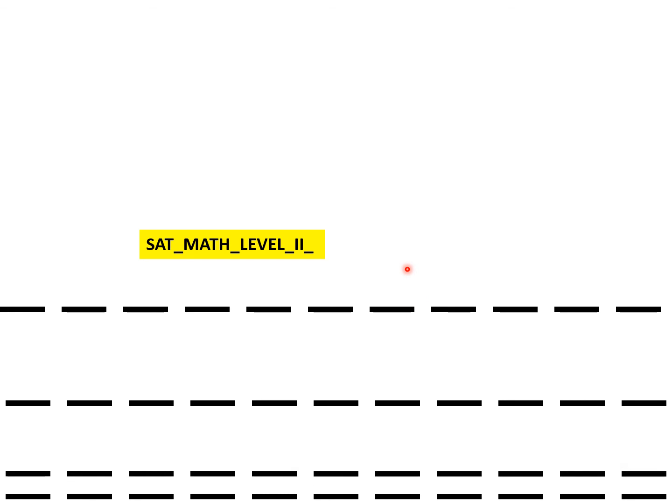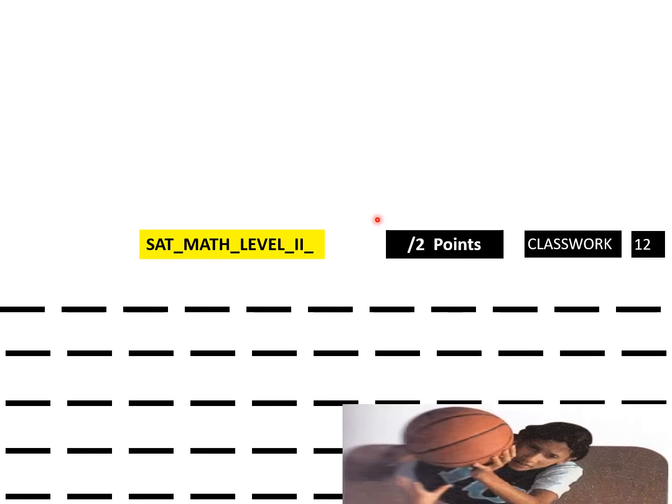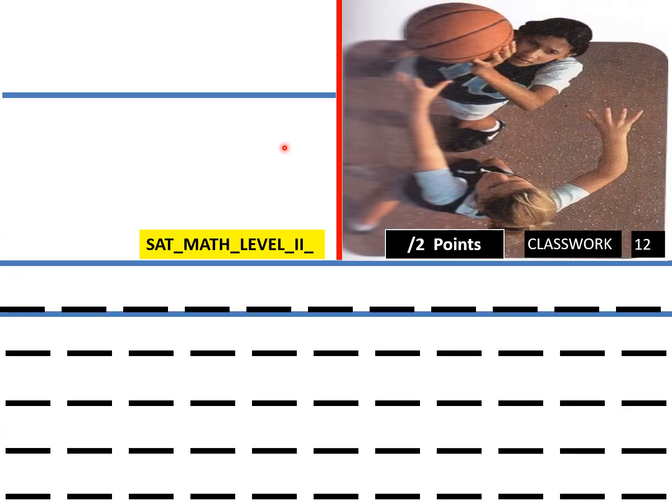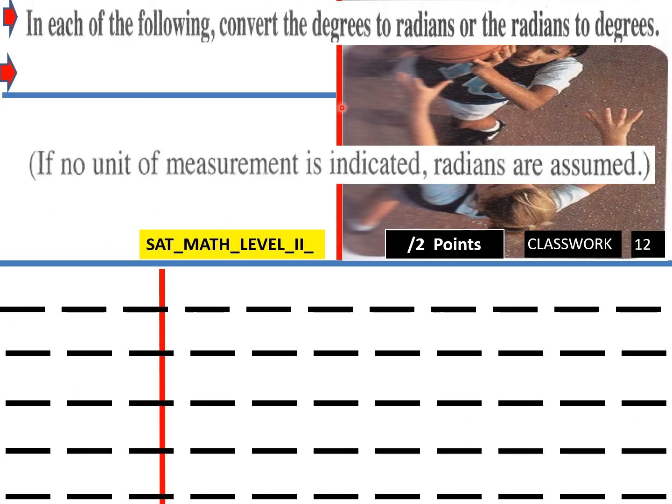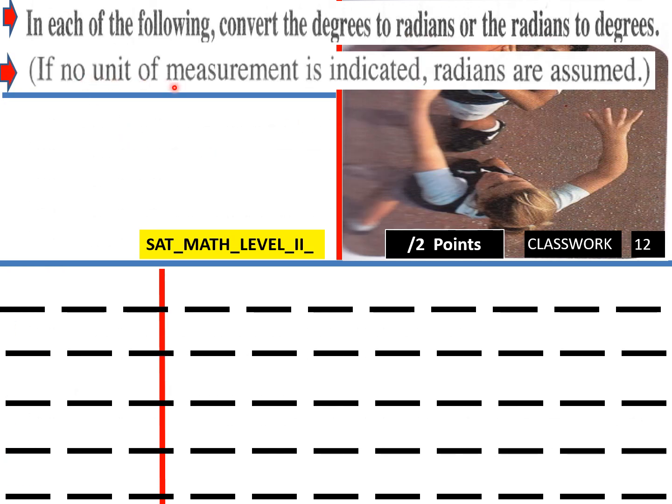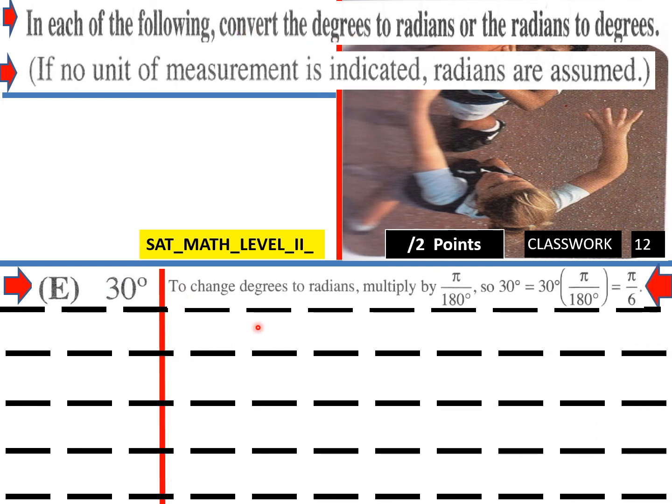Okay, everybody, so let's move on to our next situation here. In each of the following, convert the degrees to radians or the radians to degrees. If no unit measure is indicated, radians are assumed. Okay. So we got 30 degrees here. What do we need to do? We need to convert the degrees to radians. So to do that, we need to multiply by pi over 180 degrees.